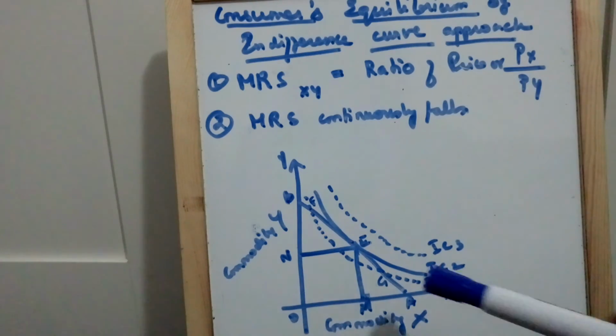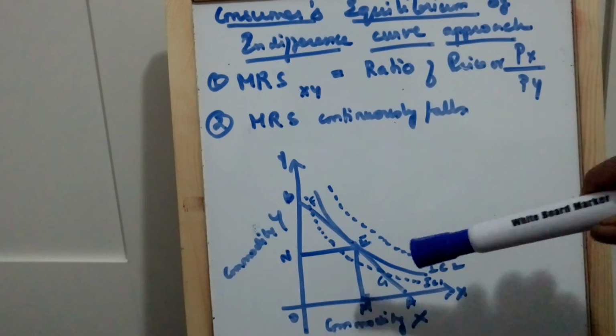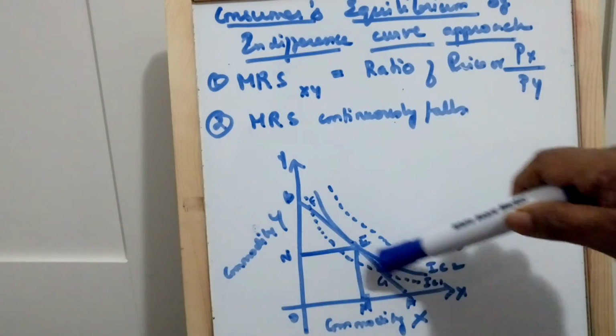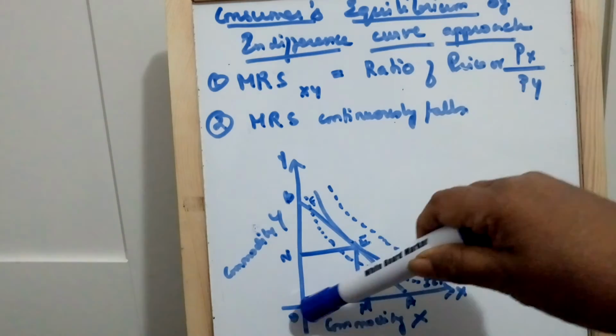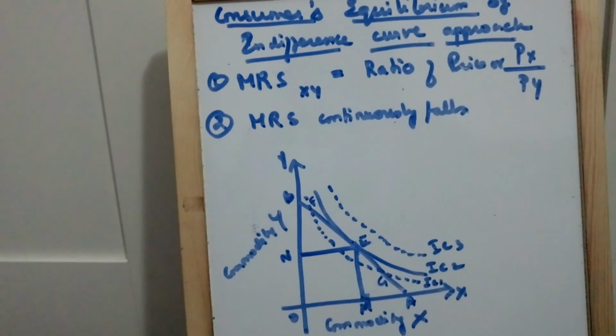Then you find MRS continuously falls. It's diminishing at point E and it is convex. So here you find it is diminishing and convex to the origin. So this is how we study consumer equilibrium by the indifference curve approach.